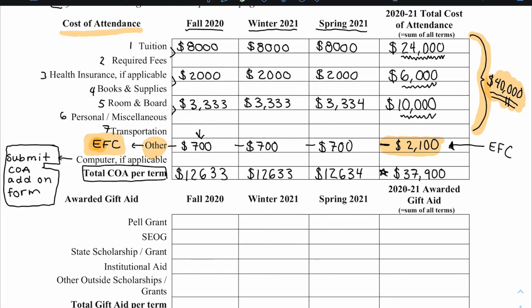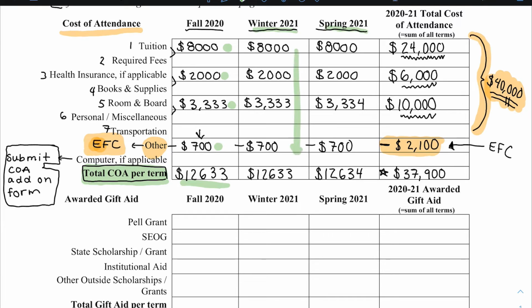So now we're going to look at the bottom of the table on the left-hand side where it says total COA per term. What you're going to do is add up that entire column. So for fall, we're going to do $8,000 plus $2,000 plus $3,333 minus $700, which was our EFC, and that will add up to $12,633.